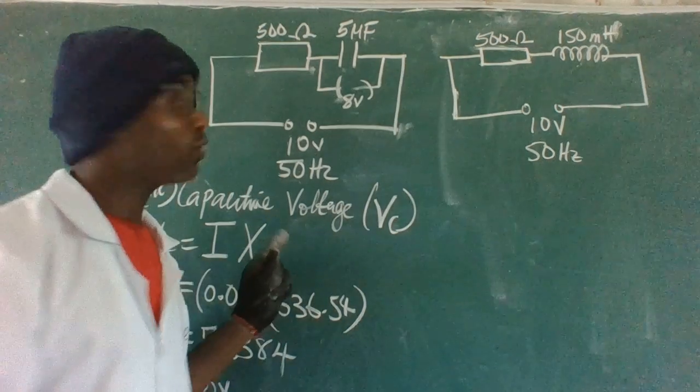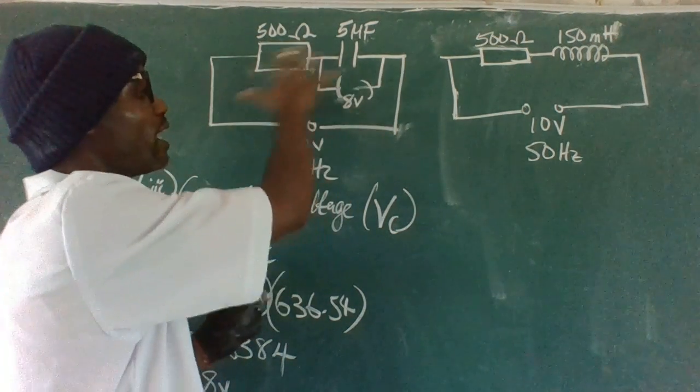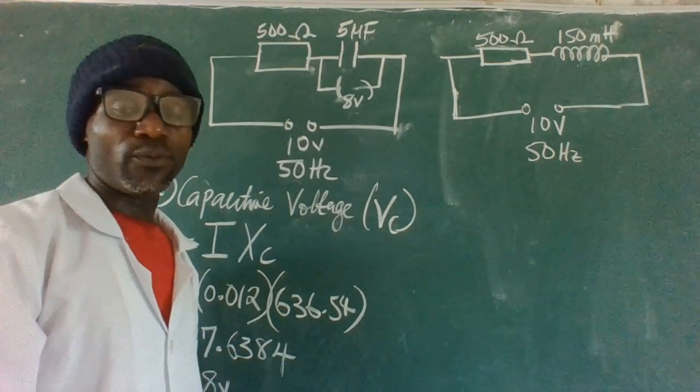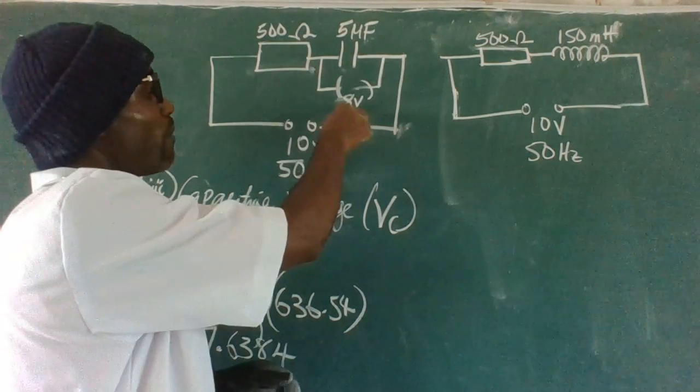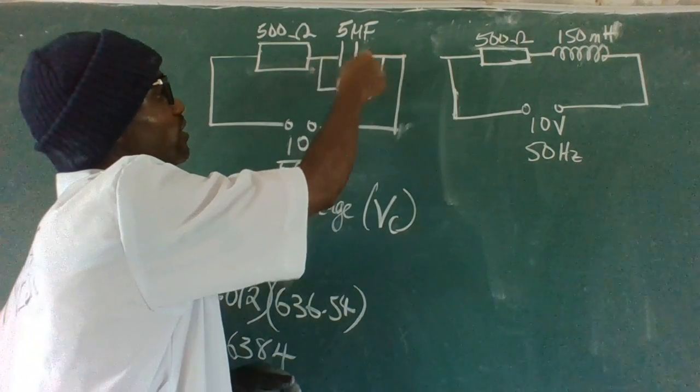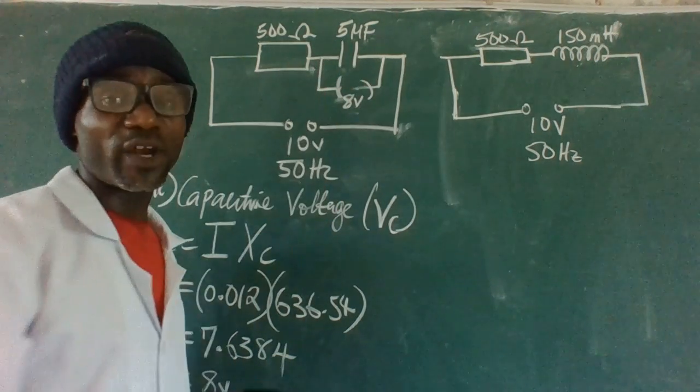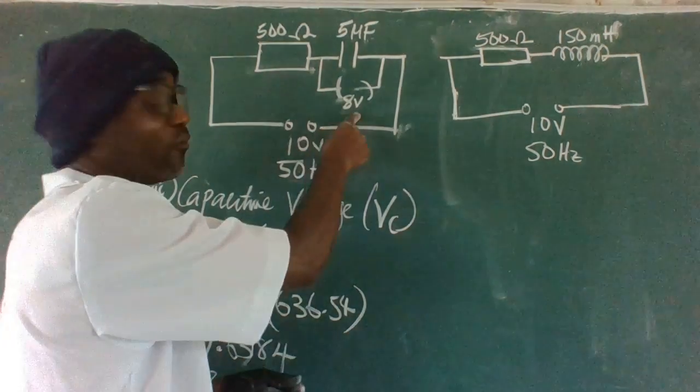In our previous video, we were trying to find out what happens here, and we concluded by finding that the potential difference across the two terminals of a 5 microfarad capacitor is 8 volts.